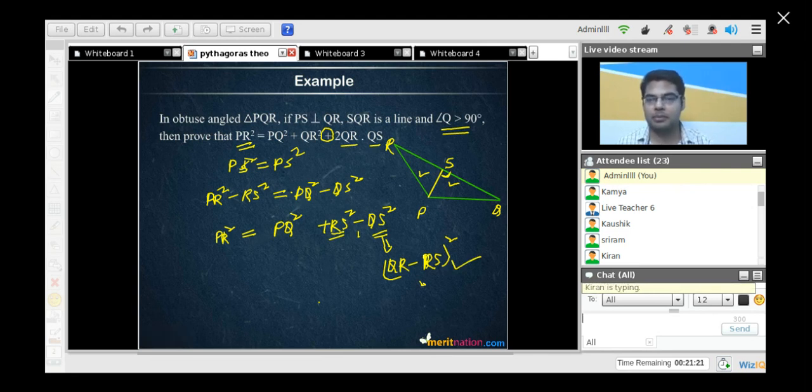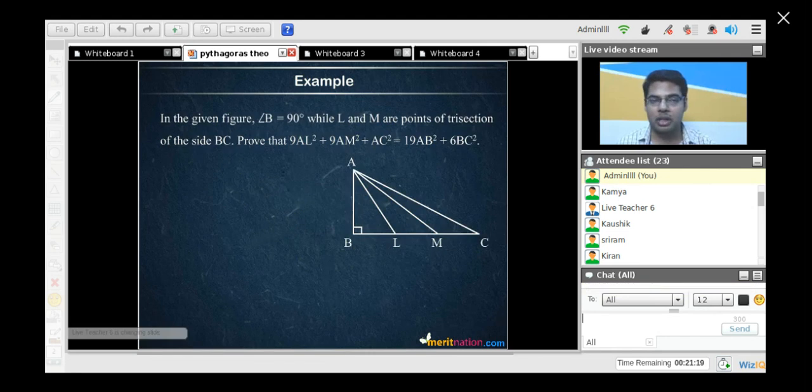Okay. Let us try to solve the last example, and after that I will ask you that question. So in the given figure, angle B is equal to 90 degrees, while L, M, N are the points of trisection of the side BC. Then we have to prove this, right?